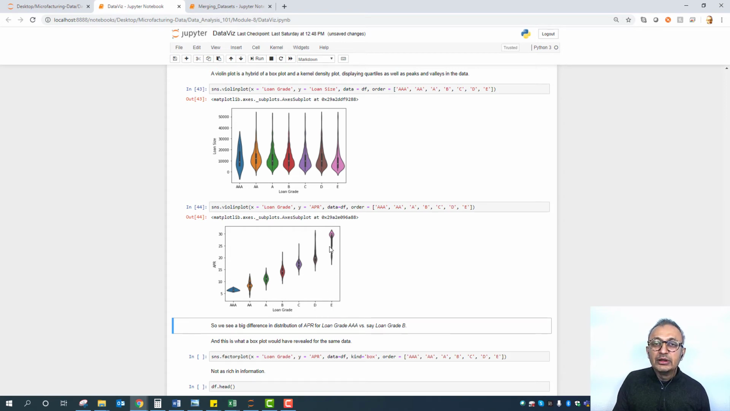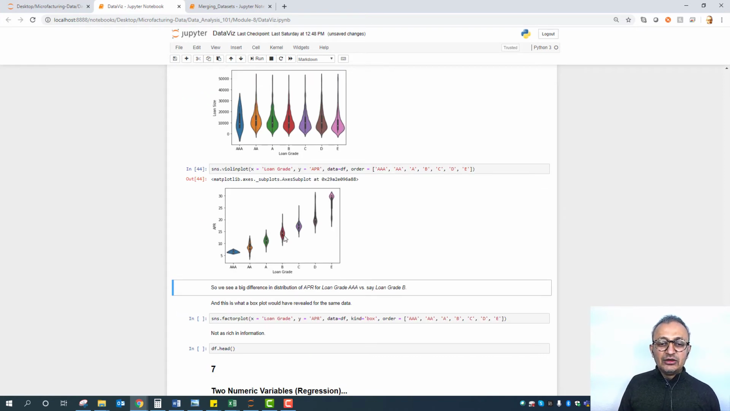So there could be some other factors which are causing someone with a D or E loan grade to have a much bigger spread. You can see these kinds of things when you are doing a violin plot, which might not be very evident when you're doing a bar plot or a box plot. Okay.